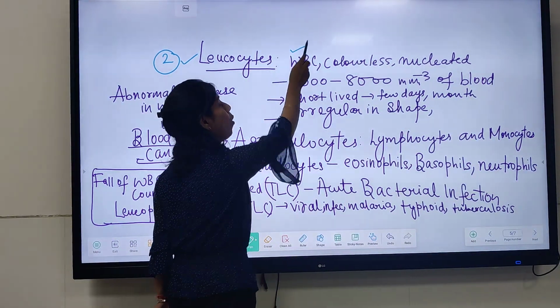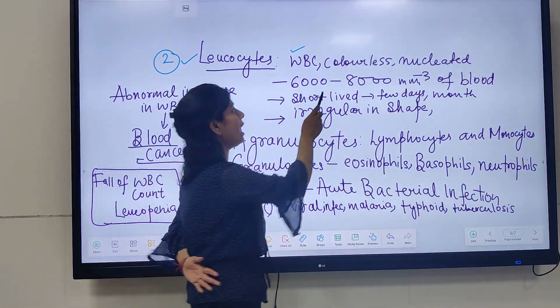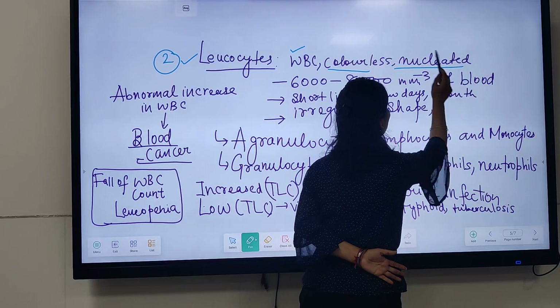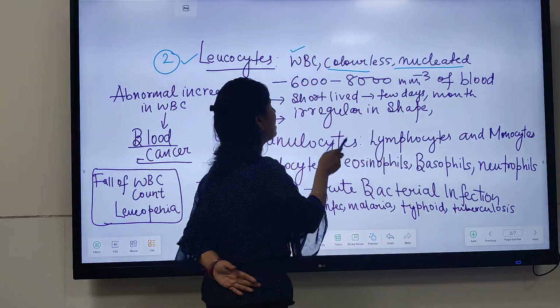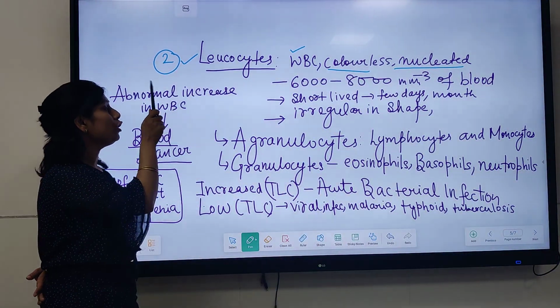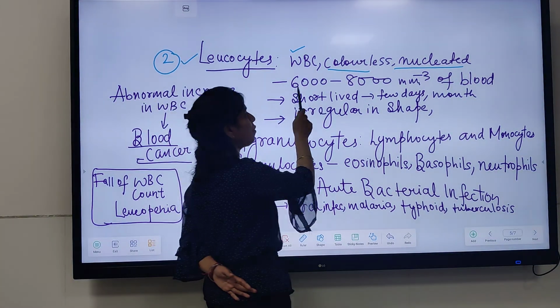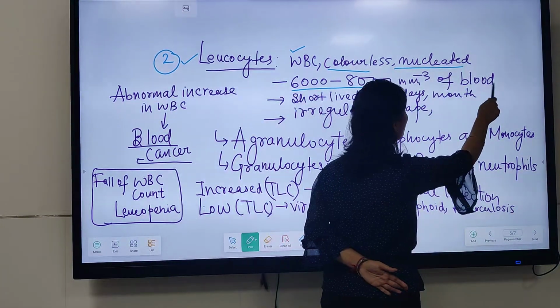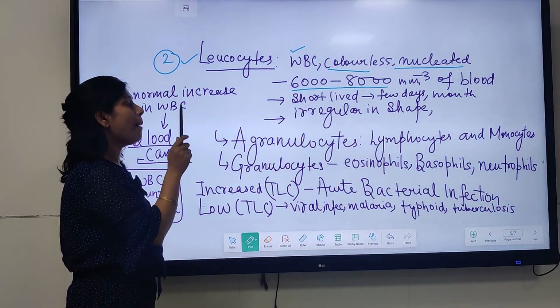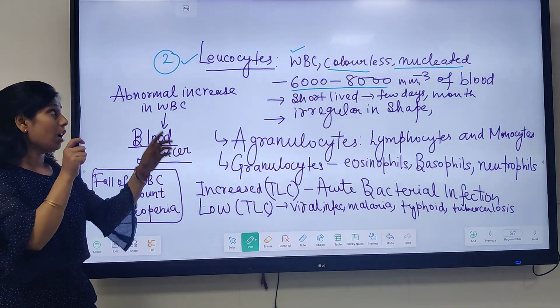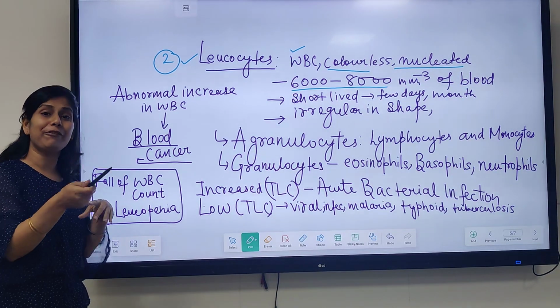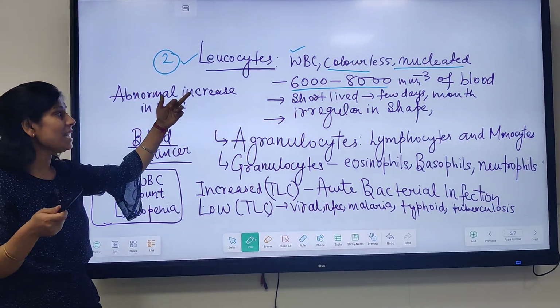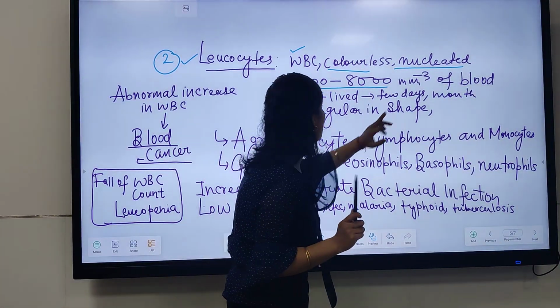We call it the white blood cell. They are colorless and nucleated, which means they have a nucleus. The number of leukocytes is about 6,000 to 8,000 per cubic millimeter of blood. So the amount is lesser than RBC, which was 5 million, while WBC is 6,000 to 8,000.